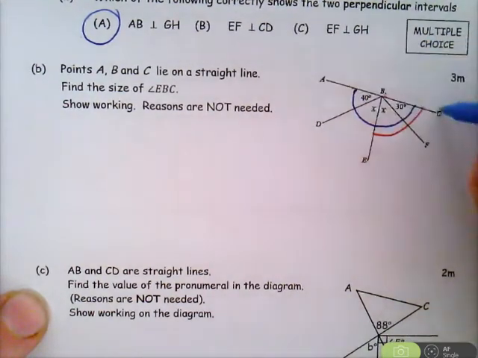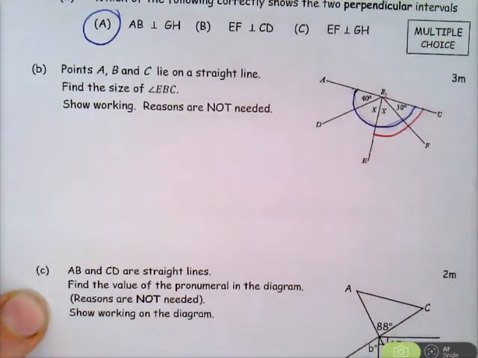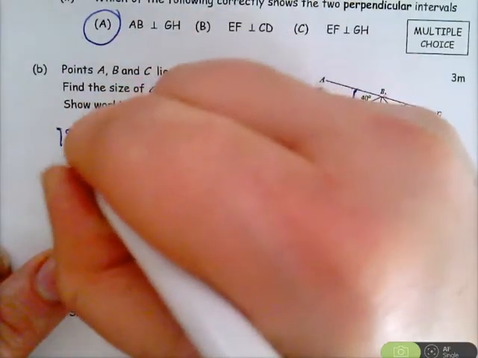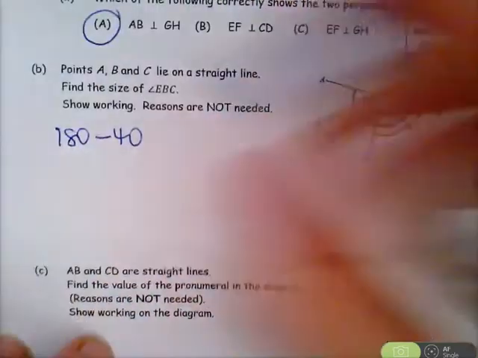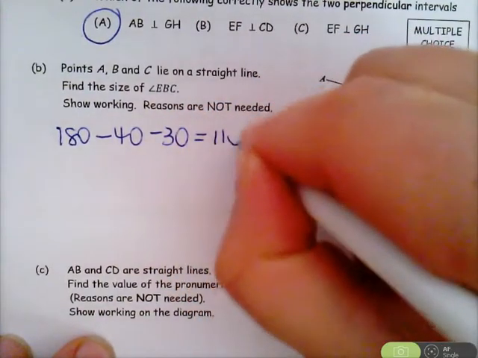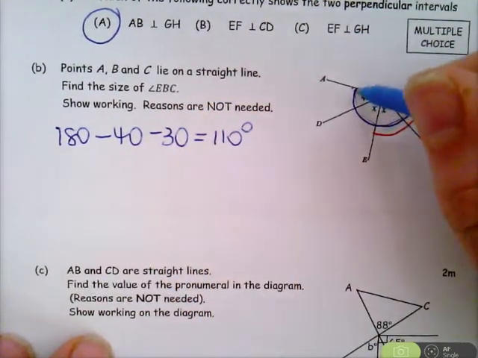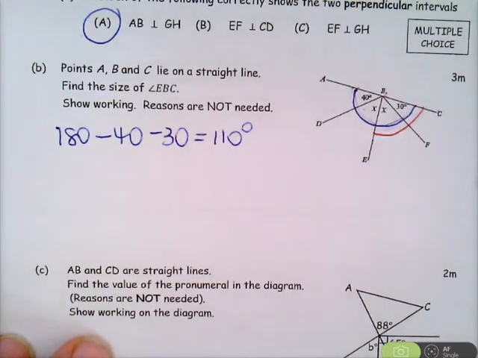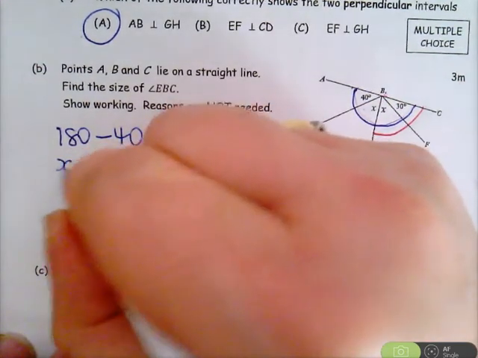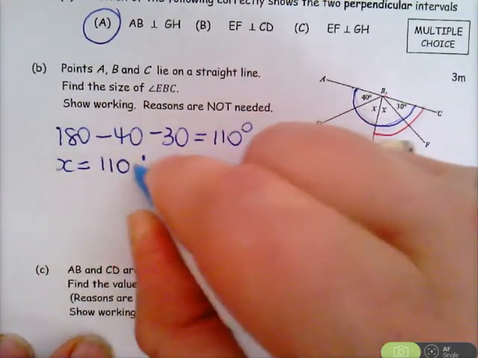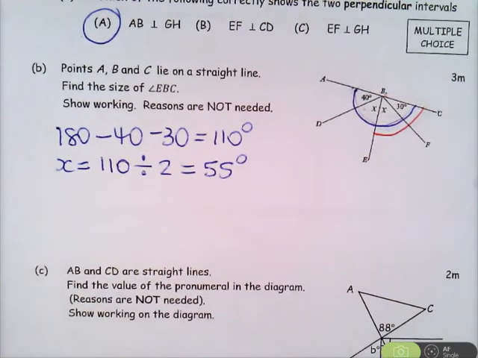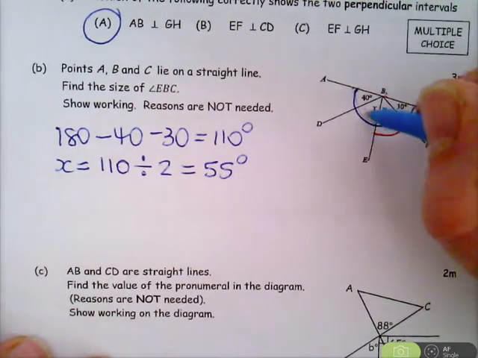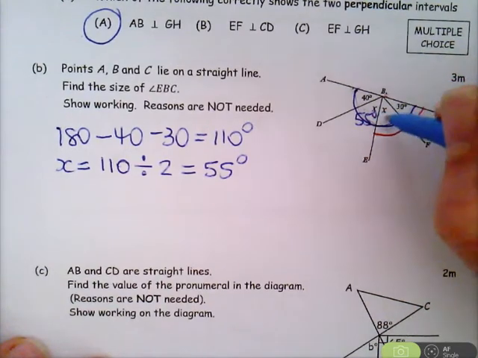So what I can see, we've got a straight line looking at the blue bit. So my straight line is 180 degrees. So 180, take away 40, because I can take that one away, and this one, take away 30. Now that's 110. So that means that these two x's make up 110. So to find one x, we do 110 divided by 2, which is 55. Okay? So I know that this x here is 55, and so is this one.